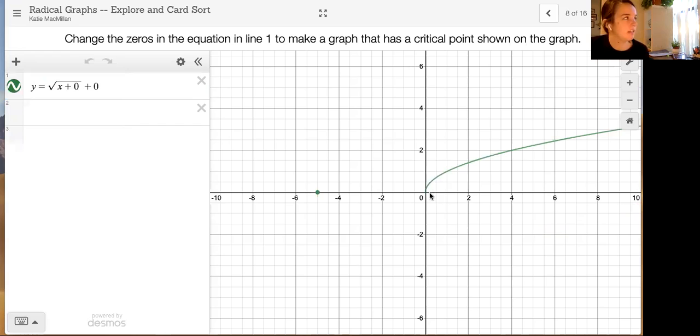So same thing here for slide 8. You're going to be moving this graph to reach this critical point here.